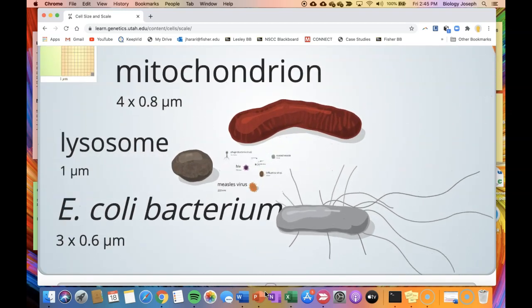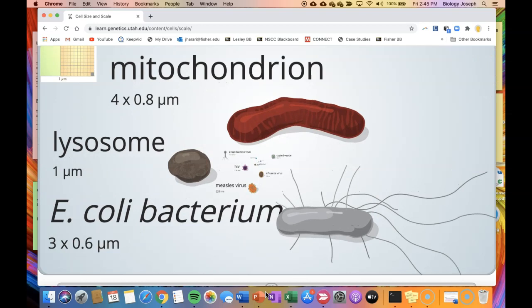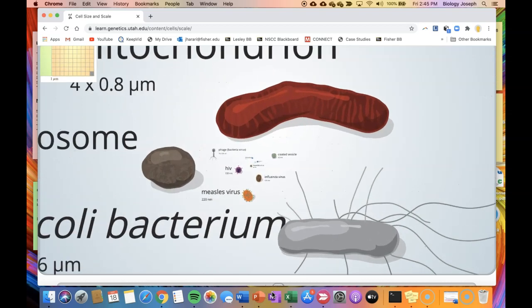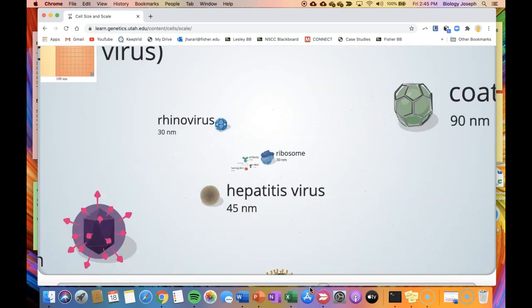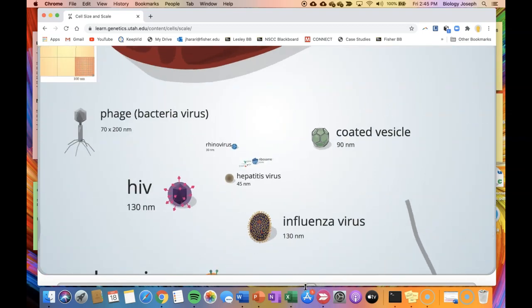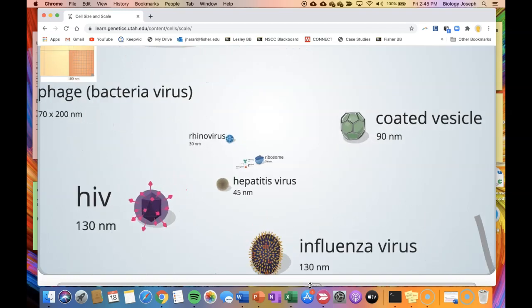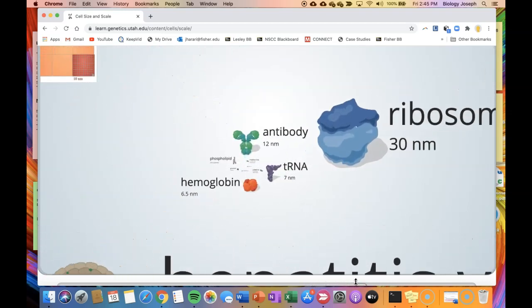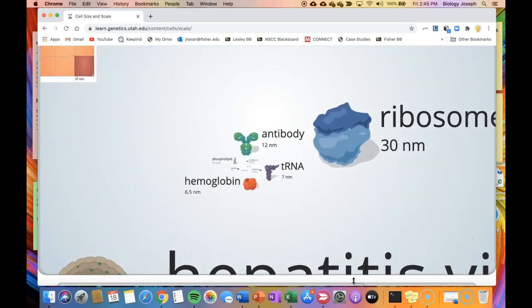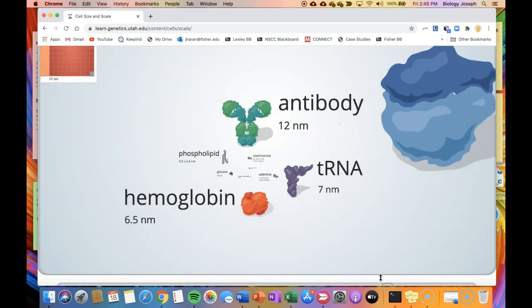and now we get really small. Now we're on 1 micrometer. These are bacteria and organelles, like lysosomes and mitochondria. Then we get even smaller, we get to viruses. So viruses are on the nanometer scale, billionths of a meter. So viruses, and then we have protein complexes like ribosomes and antibodies.